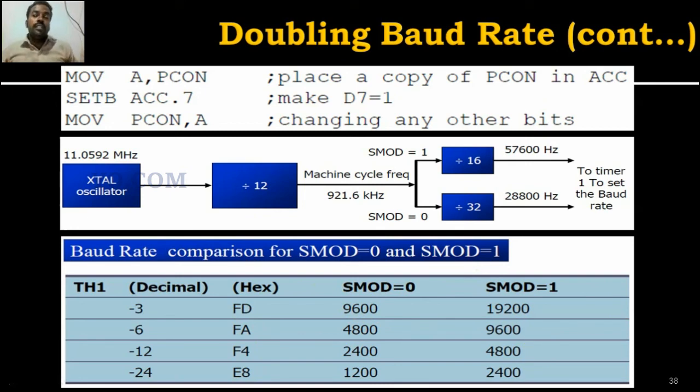Baud rate means how many bits are transferred per second, so it is used to calculate the speed of the data transfer. If we are connecting a computer and microcontroller hardware, we use the standard baud rate. 19200 is a baud rate for computer and microcontroller interfacing. If you change the baud rate, we cannot transfer the data.